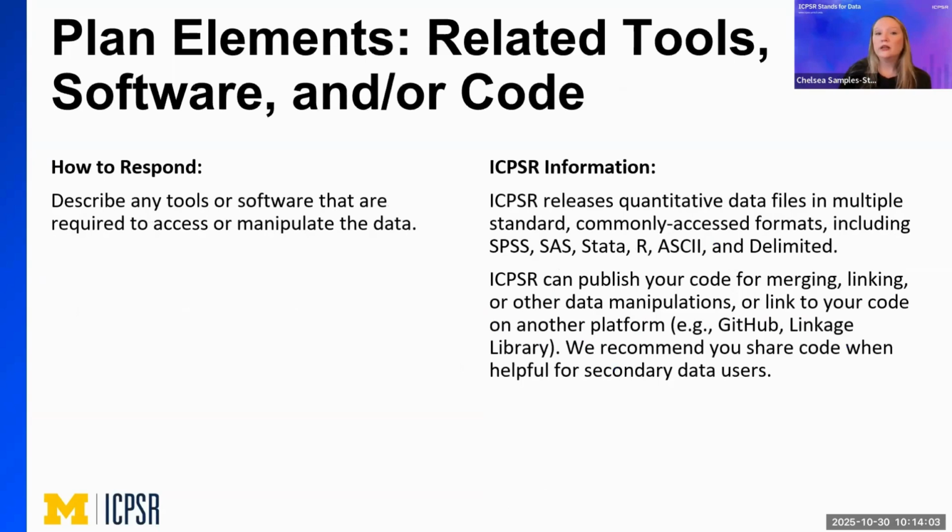The next element is related tools, software, and code. In this section, you're asked to describe any tools or software that are required to access or manipulate the data that you're sharing. For the ICPSR-related information regarding software types, ICPSR will release the data that you provide in a suite of formats to allow for the greatest possible accessibility of the data. So we typically include SPSS, SAS, Stata, R, and ASCII and delimited formats in any study that we release, even if you've only provided the data in one of those formats.